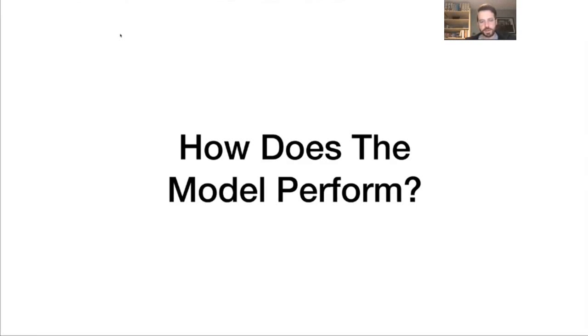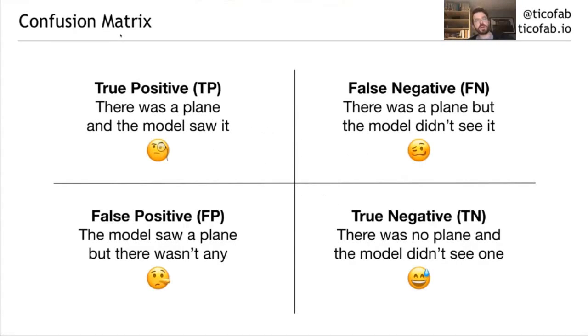How do we measure these results? We use the so-called confusion matrix. The idea is, every time you give an image to your network and it does some recognition on it, it falls in one of these 4 cases. Top left, true positive. In our plane case, it means that there was a plane in the picture and the model saw it correctly. So, true positive.